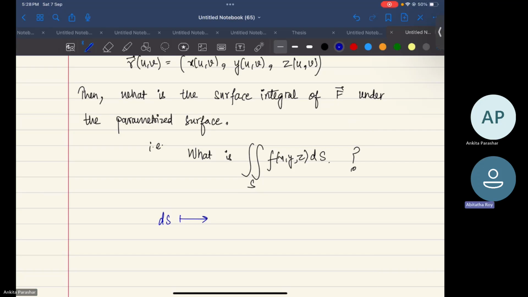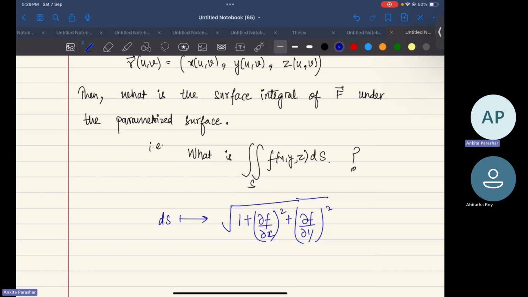Okay, this will be the square root of 1 plus del f del x whole square plus del f del y whole square plus del f del z whole square. Oh, there is a z also, I doubt. You have taken care of z, right? Yeah, okay, there will be no z. This whole thing multiplied by dx dy.